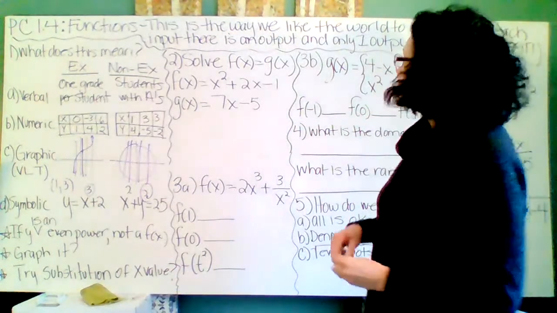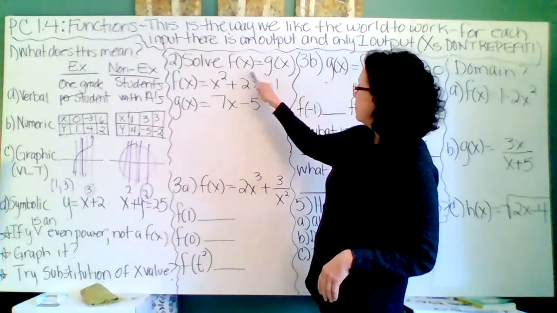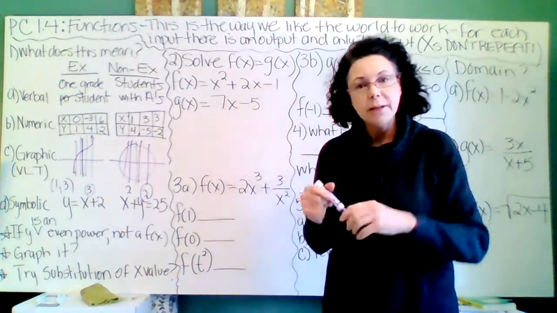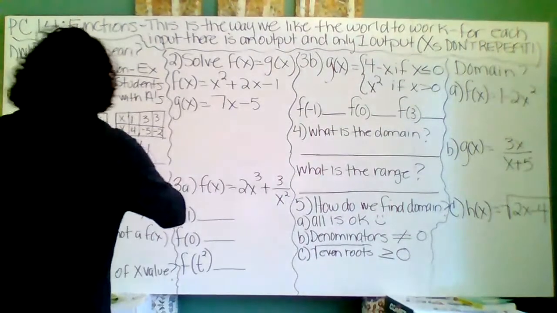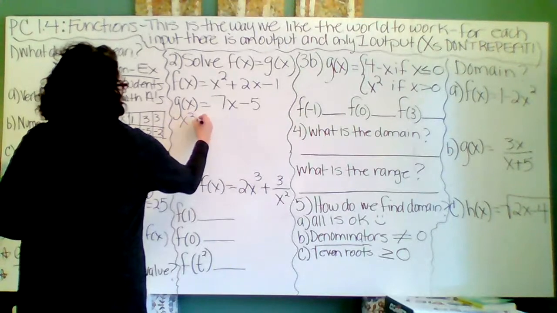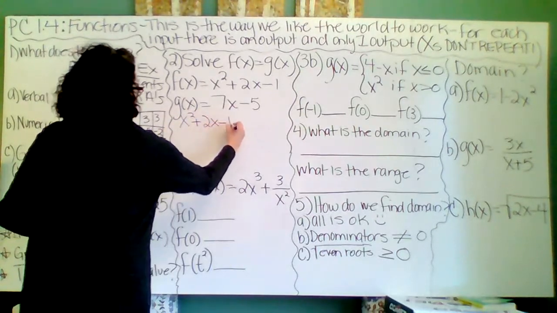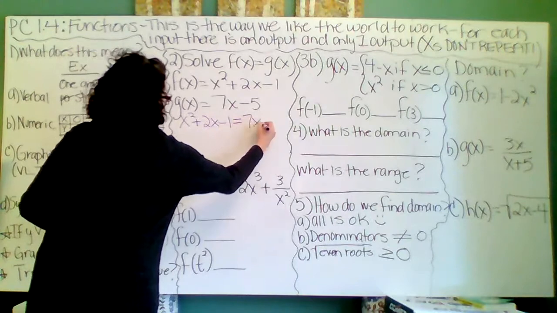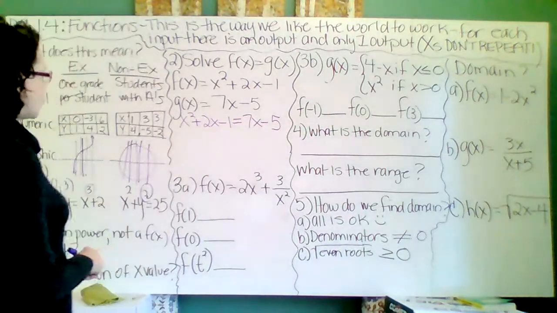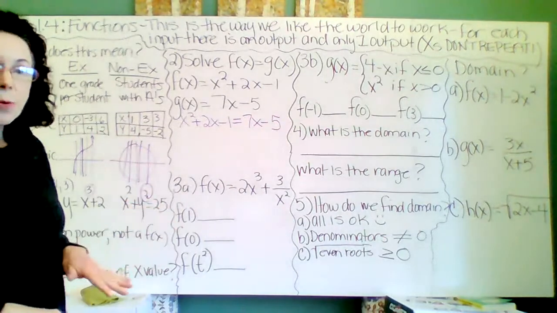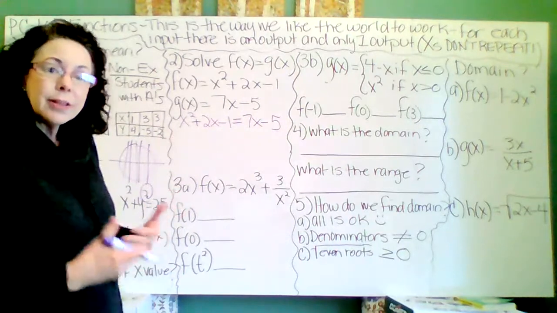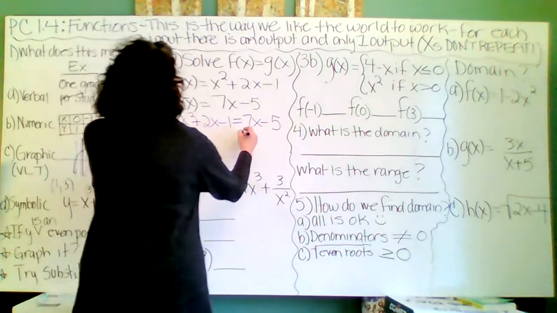Okay, let's say they want you to solve f of x equals g of x, and they give you f and they give you g. So let's set them equal to each other, right? Here we go. So we have x squared plus 2x minus 1 equals 7x minus 5. And they want us to solve this problem. Is the purple showing up? It is. Okay, so this looks quadratic to me because this x squared is not leaving. So I'm going to get everything to one side and set it equal to 0.